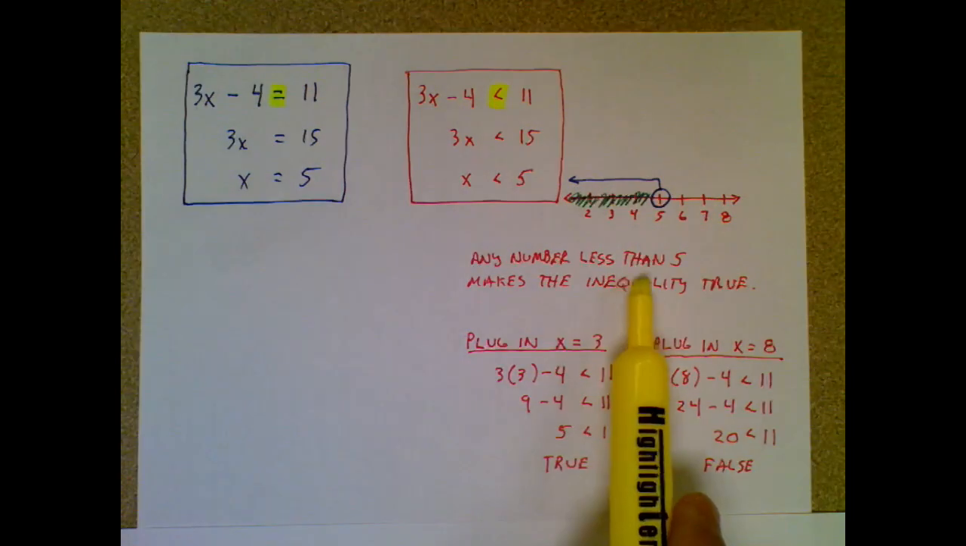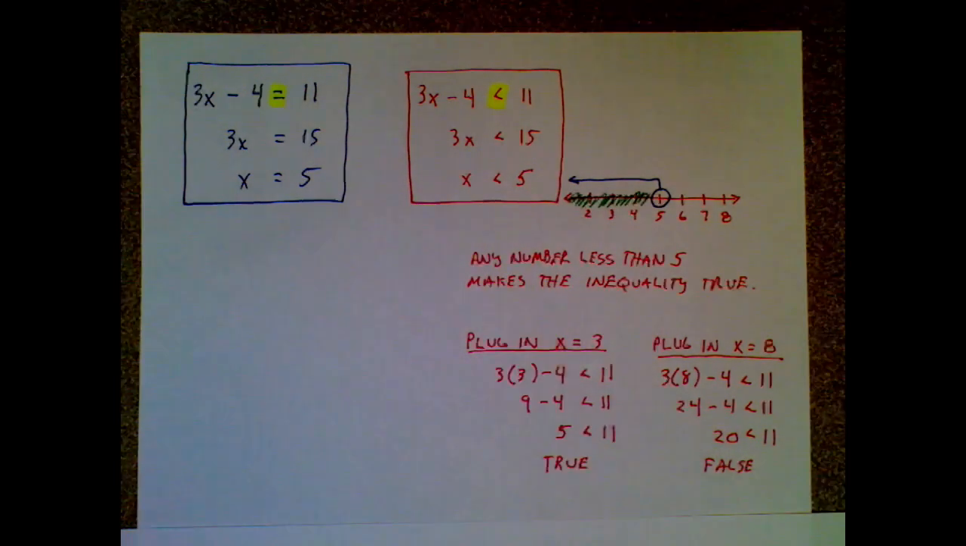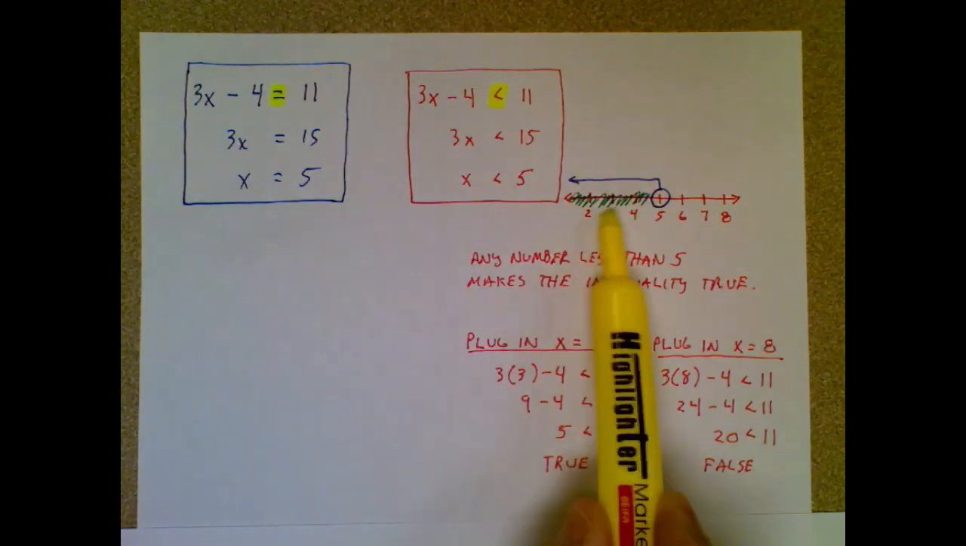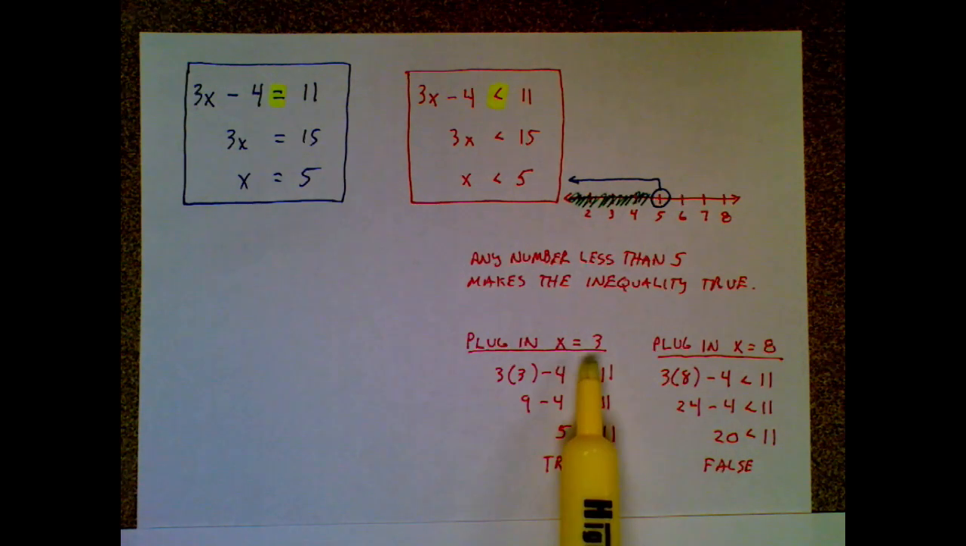So any number less than 5, x less than 5, makes that inequality true. And to show you, I took the number 3, which is less than 5. It's in the shaded region or the solution region. And when I plug it into the original inequality, I end up, by simplifying, with 5 is less than 11, which is a true statement. That means x equals 3 is a solution.